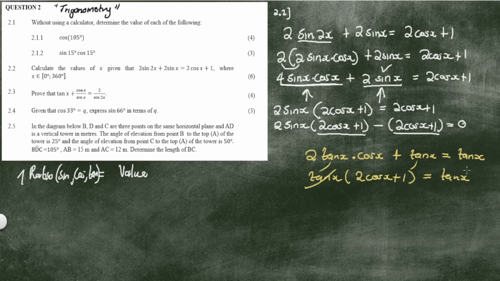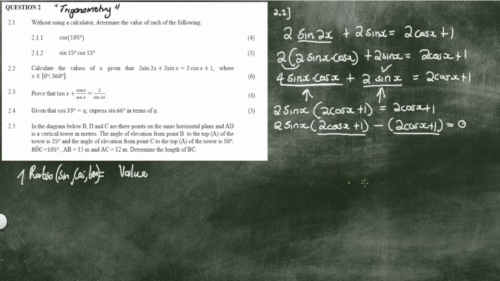Then you would divide by the tan. Don't do that, because you'll end up losing a solution if you actually do that. So we're going to erase this part. Instead, we bring it over, then we take it out as a common factor. So the 2 cos x plus 1 is a common factor. Taking this out as a common factor, we are left with 2 sine x minus 1 equal to 0.